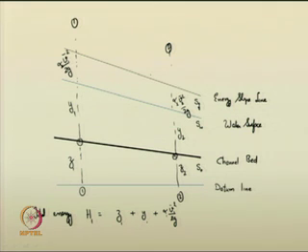So, what do you get if these two sections are separated by a distance del x? If these two sections are separated by a distance del x in the bed, then we can write the following form.